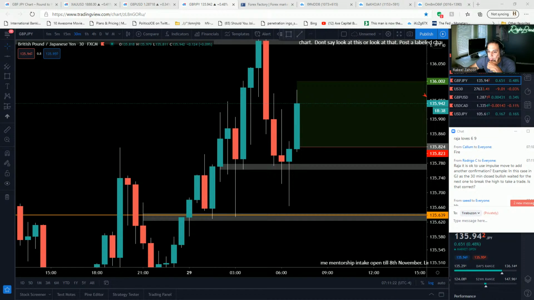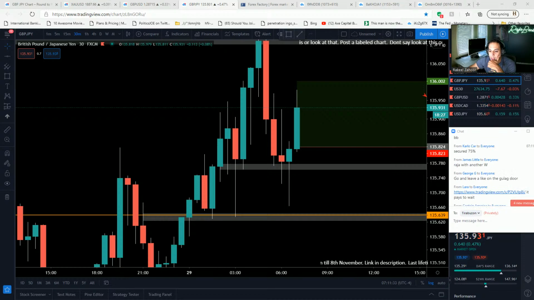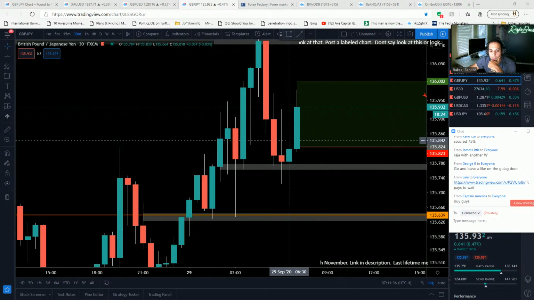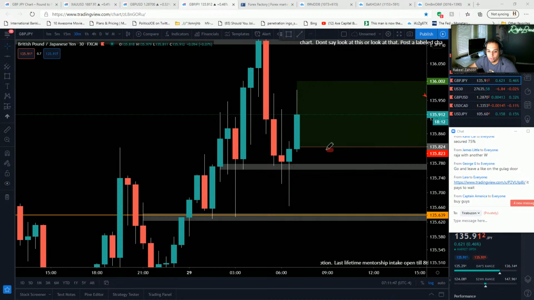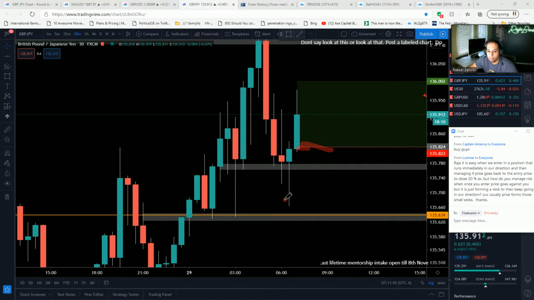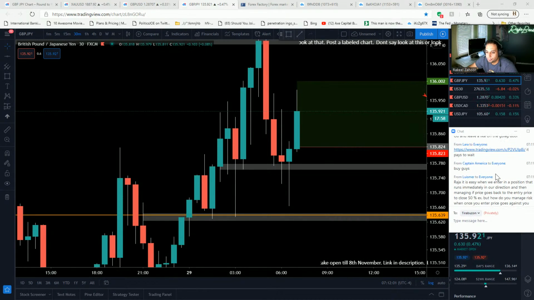Hey, is it okay to use an impulse move to add another confirmation example, in this case in 30 minutes, as 30-minute bullish, and wait for the next one to break the high to take a trade? Is that correct? I mean, if you're going to take an impulse entry as price breaks the high over here, knowing that price is going to go up, I think that means there's some sort of a confidence issue, right? Why not take a trade when you know price is going to go up right here and have a stop down here, instead of taking a buy up over here and having the same stop loss now, which is going to be bigger? So I think you should be confident enough to execute at that point.